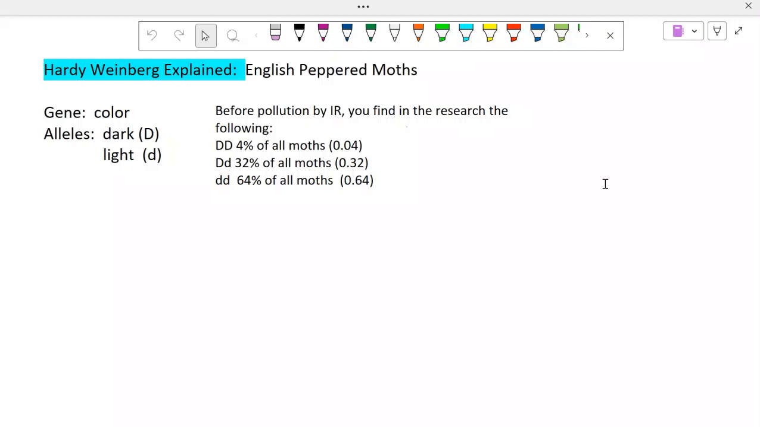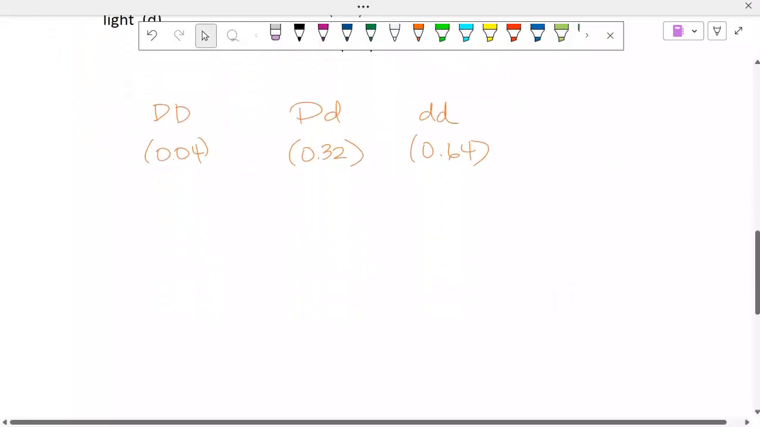So we have a population before the Industrial Revolution with 3 different genotypic frequencies of moths. For the darkly colored moths, there are only 4% in the population, so 0.04. And that makes sense because we're talking about before the Industrial Revolution. For those that are heterozygous, that are still going to be dark, we're looking at 32% of the population. And for those that are white, they're going to make up 64% of the population. That makes sense because of the environment before the Industrial Revolution.